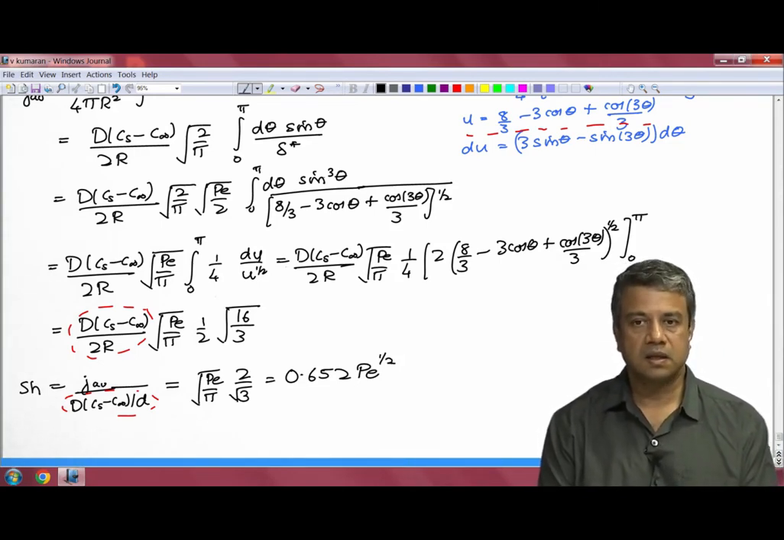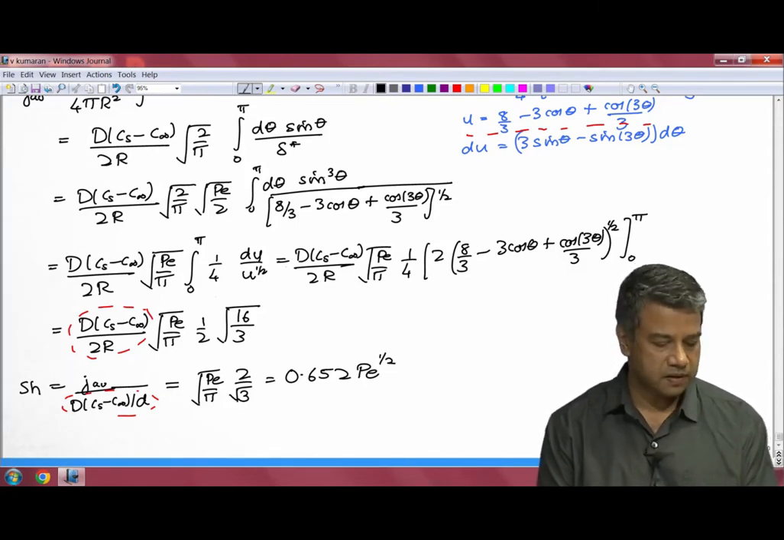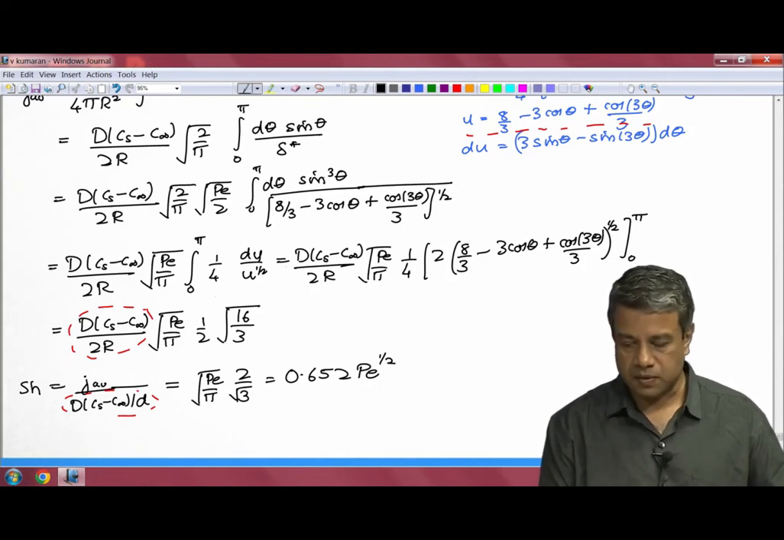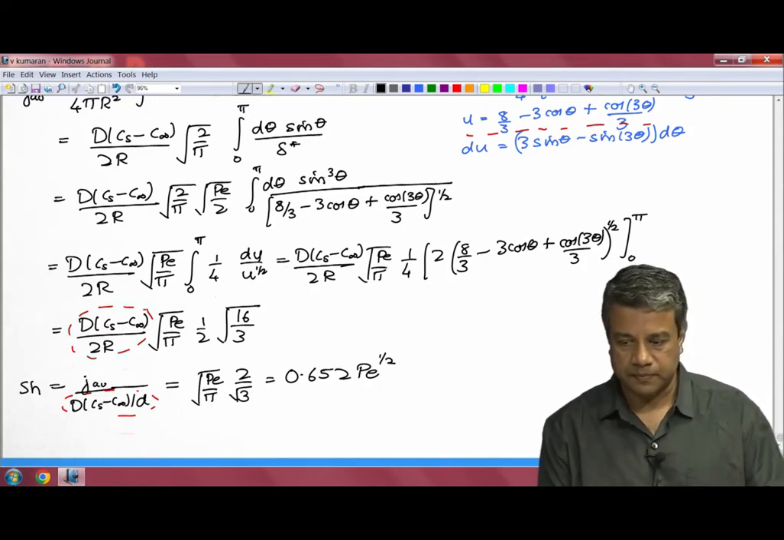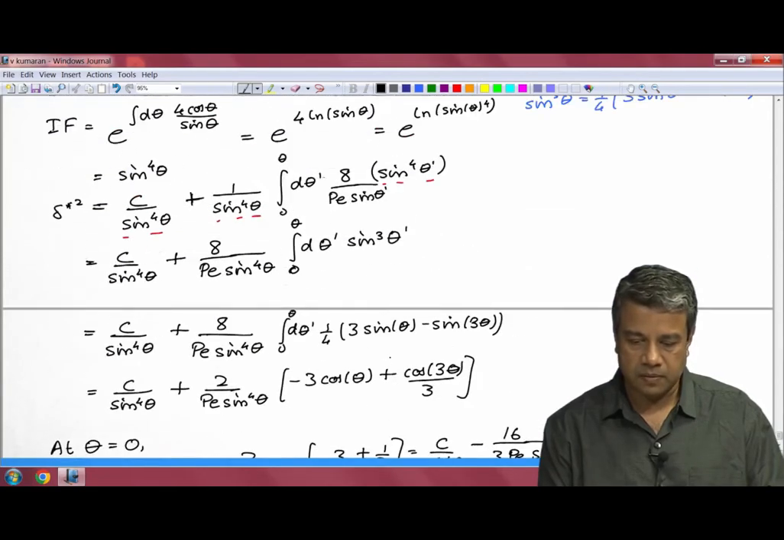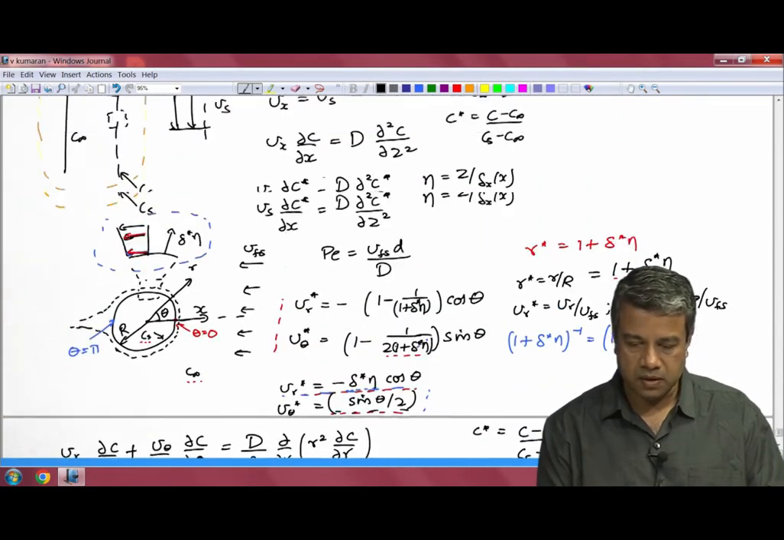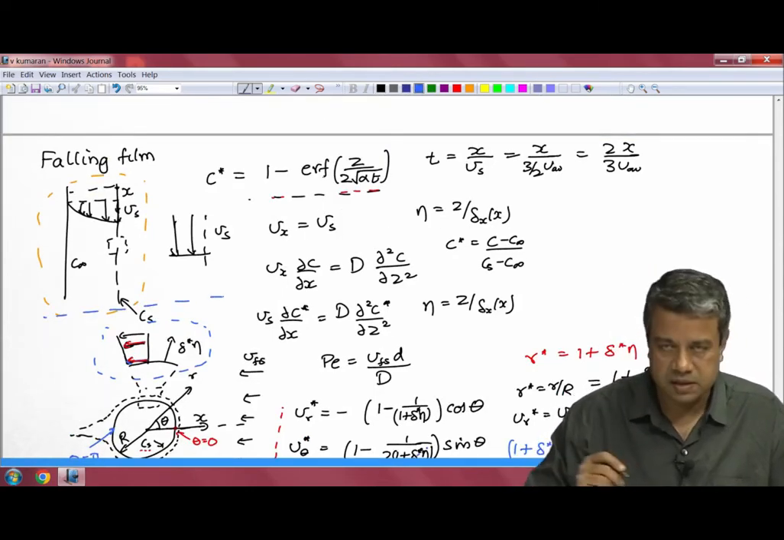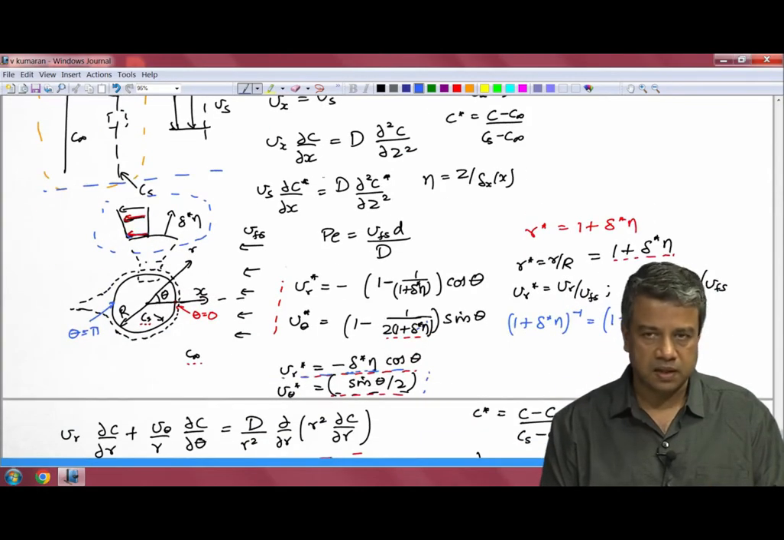In this case, for a mobile interface, as I told you, where the tangential velocity is non-zero at the surface, the correlation is 0.652 times Pe power half for a spherical bubble. If you recall, for a falling film as well, when we did this calculation as part of our discussion on similarity solutions, we had got a Peclet number to the half power.